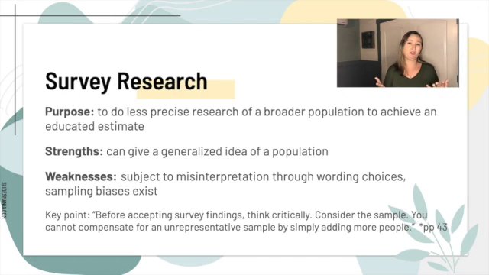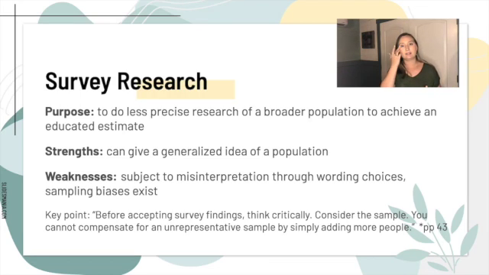Okay, the weaknesses of survey research, though, are they're subject to misinterpretation through wording choices. So I could say that the number of students who failed my class increased by 100% this week. That's great, but last week I only had 1 student failing my class. This week I have 2 students failing my class. That's still a 100% increase, but it's not as dramatic as that makes it feel.